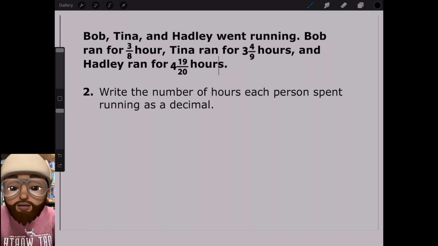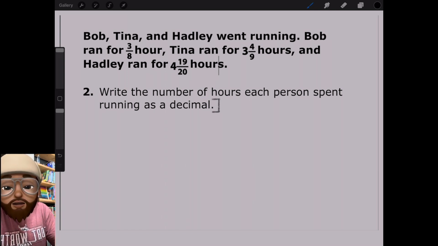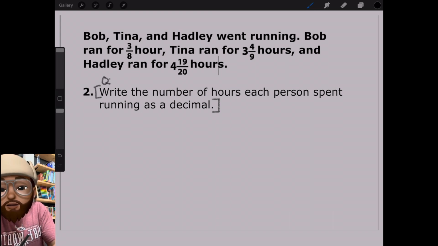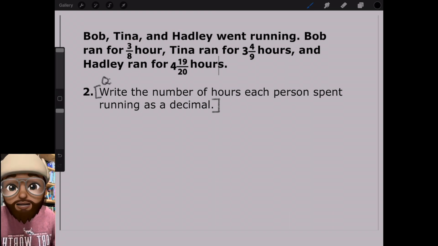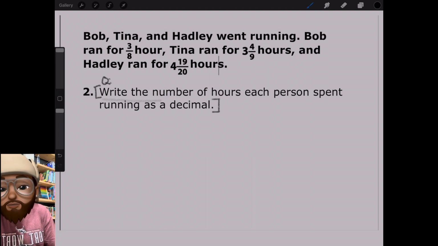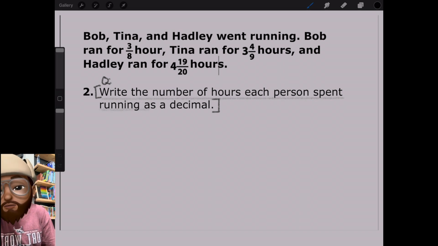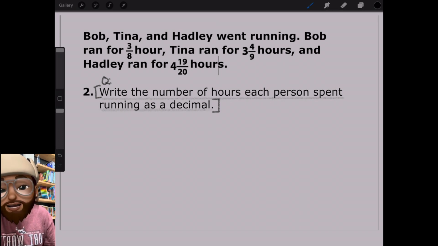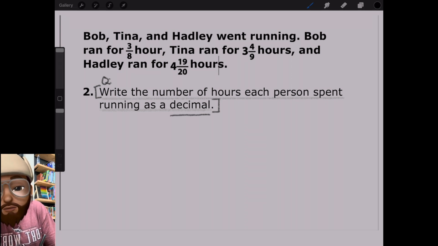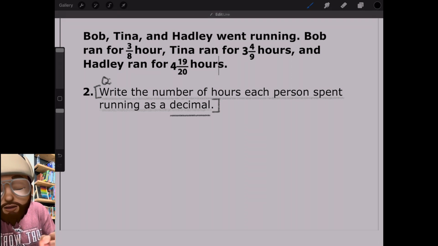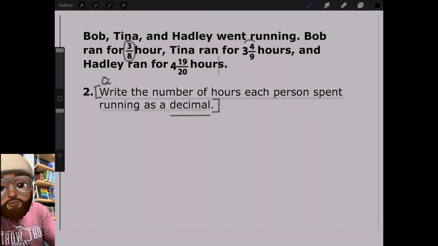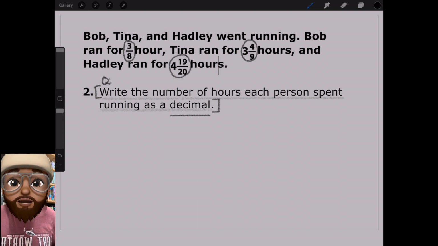Okay, so the first thing that I want to do is go ahead and box in the question. That way I know exactly what it's asking me. It wants me to write the number of hours each person spent running as a decimal. Decimal being key. So what we're going to do is take these three values and convert them to decimals.